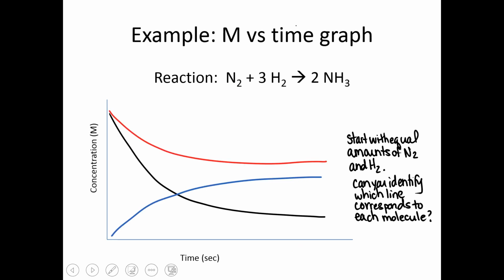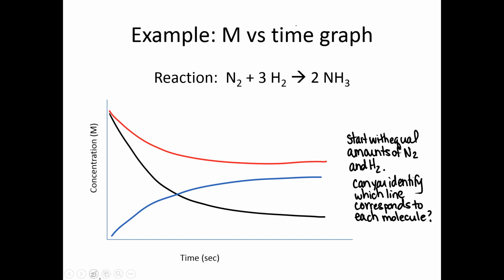You could also use this idea to identify which thing is which when you're looking at a graph here. So here's a graph and we know the chemical reaction between nitrogen and hydrogen making ammonia, and we have some data here and we're trying to figure out which is which. So which line corresponds to which reactant or product. And we're starting with equal amounts of N2 and H2. Can you identify which line corresponds to each molecule?